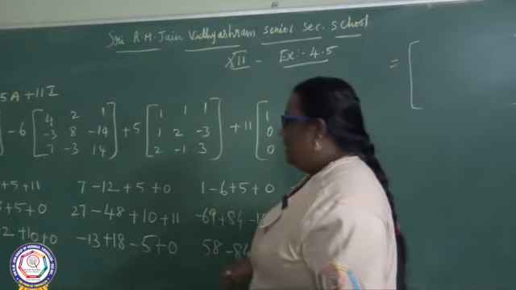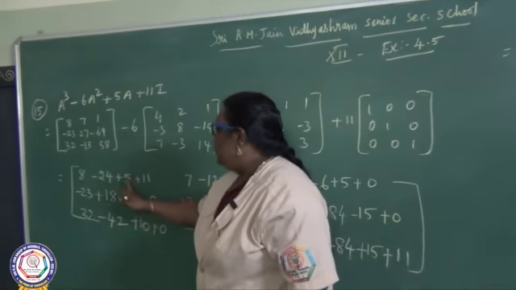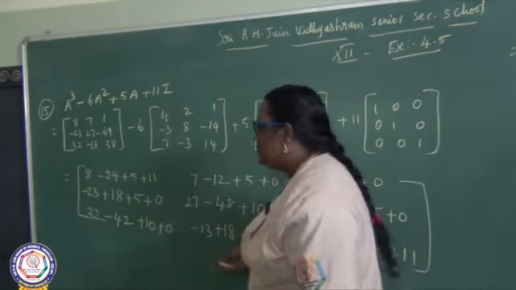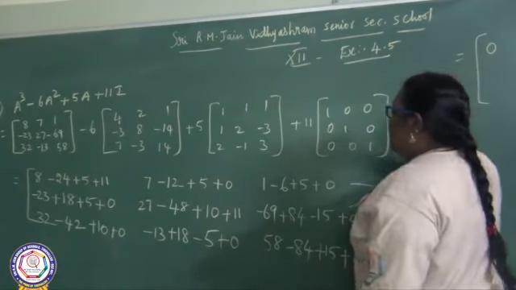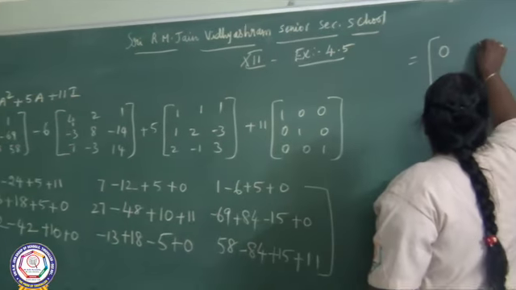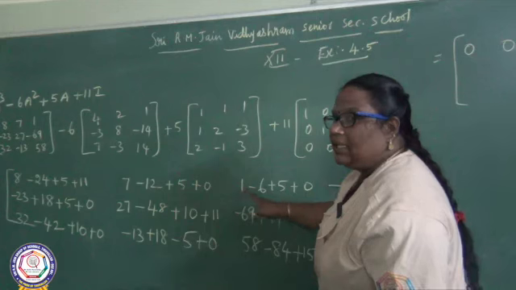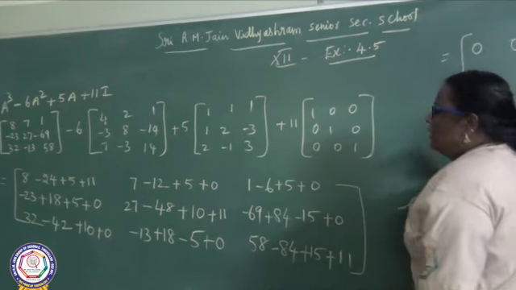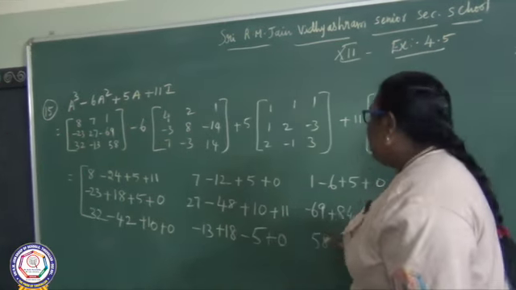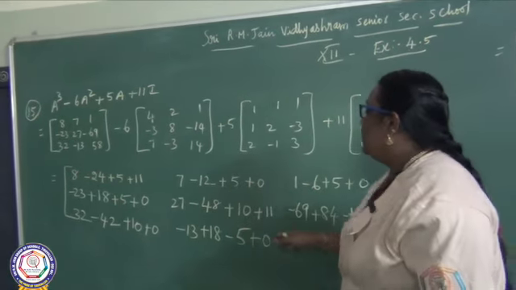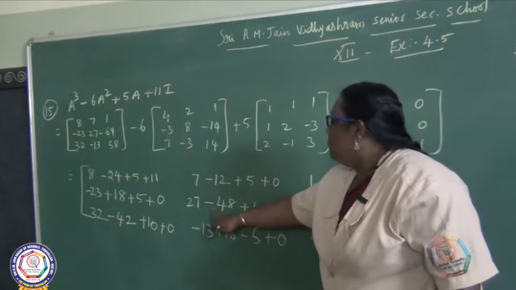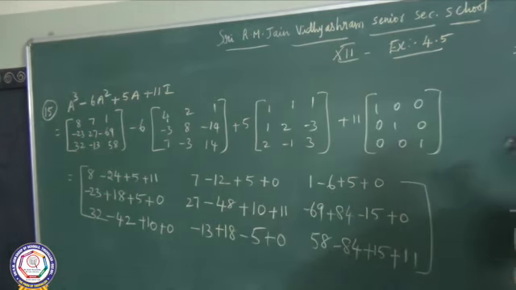See the simplification of the sum. See here, 11 plus 6, 11 plus 5, 16, 16 plus 8, 24, 24 minus 24, you are getting a value 0. 7 plus 5, 12, 12 minus 12, the value is 0. 5 plus 1, 6, 6 minus 6, the value is 0. Next, 18 plus 5, 23, 23 minus 23, the value is 0. Here, 27 plus 10, 37, 37 plus 11, 48, minus 48, the value is 0.